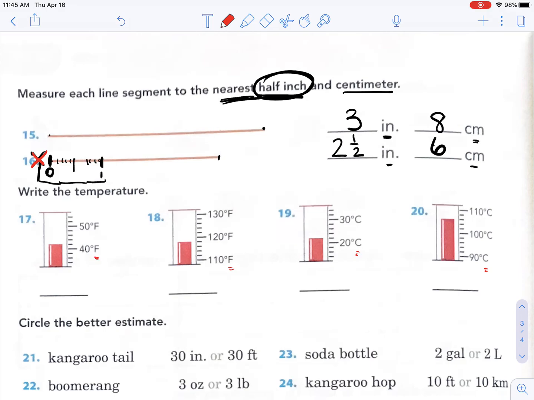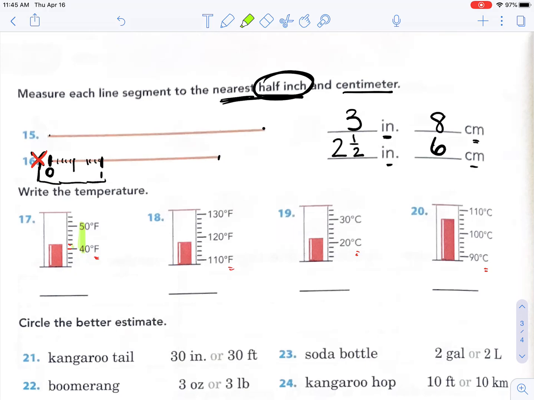Okay, so what is this? 40. If you put 41, I'll tell you why you're wrong, and I want you to fix it. You have to see how much this goes up by, because this is a difference of 10. The difference between 40 and 50 is 10. So let's see, how do we get there?